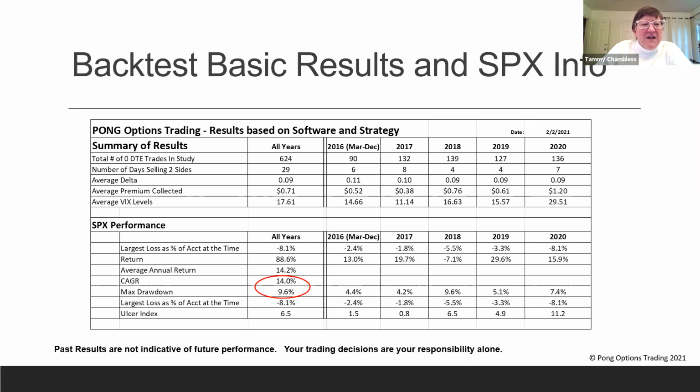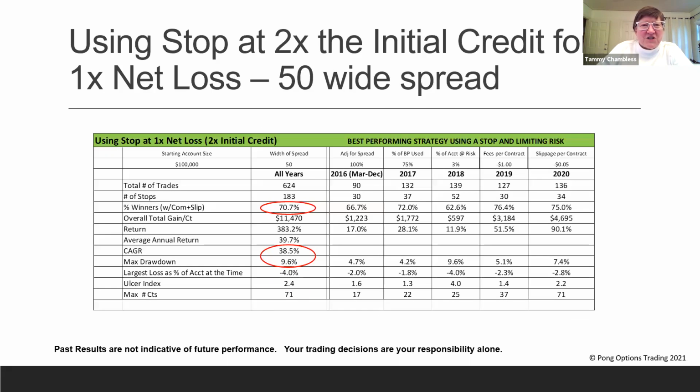So the max drawdown, and this was just buying and holding SPX at the start of the back test, a $100,000 account. So the max drawdown was 9%, and that was in the year 2018. So 14% annual return and 9.6% drawdown. Let's compare how that looks to some of our other trading strategies.